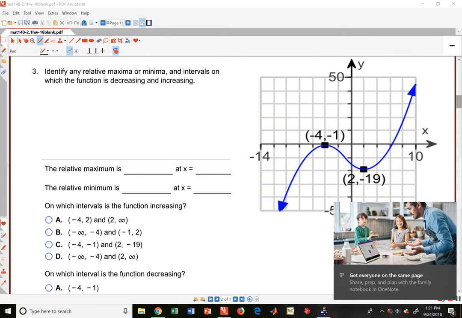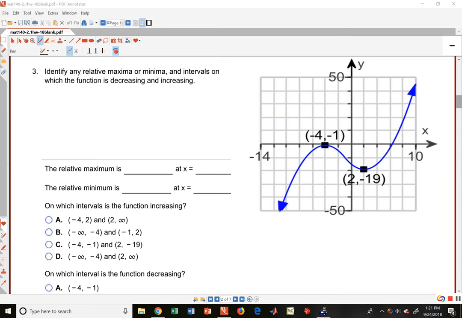Hi, we're going to talk about relative maximum and minima on intervals, and so we are looking at this graph over here. This graph is a function. It's a cubic, most likely, although the formula is not given to us. But we can see where it's rising and falling.